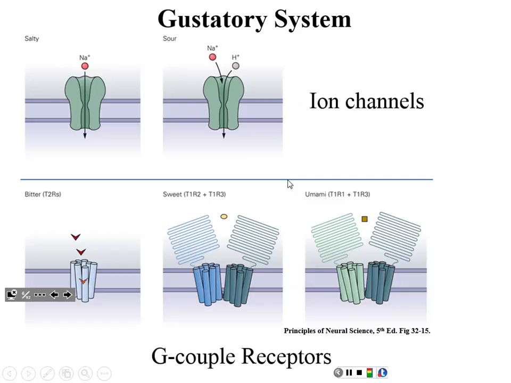There are basically 2 types of receptors. One type are ion channels, and those are the ones involved in detecting salt and sour. And then we have the GPCR, G-coupled protein receptors, and those are the ones that detect bitter, sweet, and umami.